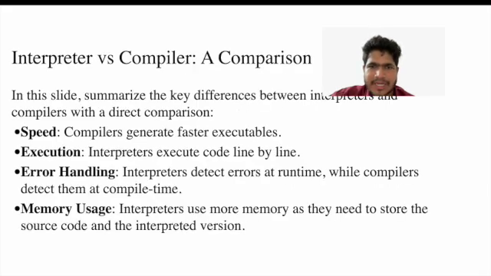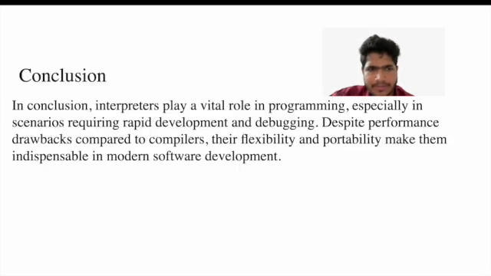Interpreter versus compiler, a comparison. In this slide, summarize the key differences between interpreter and compiler with a direct comparison. Speed: compilers generate faster executables. Execution: an interpreter can execute code line by line. Error handling: interpreters detect errors at runtime, while compilers detect them at compile time. Memory usage: interpreters use more memory as they need to store the source code and the interpreted version.